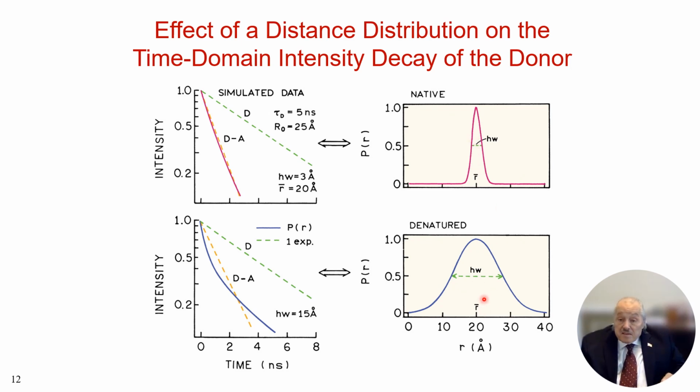If, in contrast, it's a denatured protein, we expect a wide distribution of donor to acceptor distances, but what we're going to measure is the intensity decays. And what the intensity decays look like is first the acceptor quenches the donor, but because there is a distribution of distances, there's also a distribution of rate constants, so the decay is going to become multi-exponential, or more precisely, non-exponential.